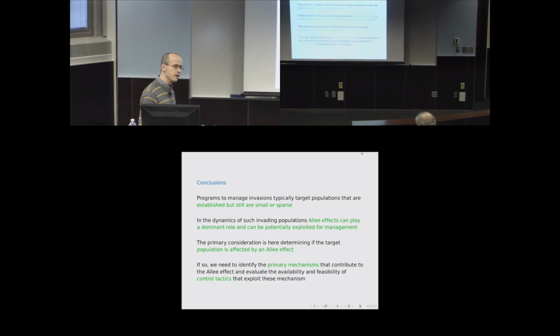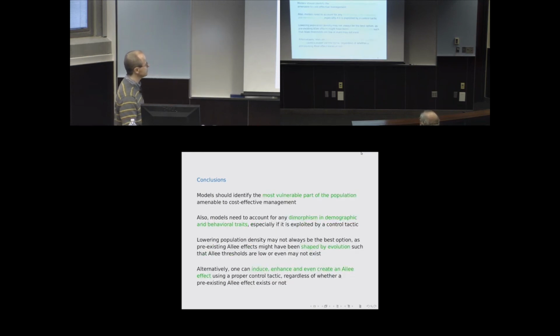Also, we need to find the primary mechanisms behind these Allee effects, if they are found, because as you saw, the actual control tactics operate on these mechanisms. So if we know the mechanism behind the Allee effect, we can use different sorts of tactics to exploit it. If we know there is a predation-driven Allee effect, we use completely different tactics to exploit it. So we should know not only that there is an Allee effect, but also the mechanism which causes it.